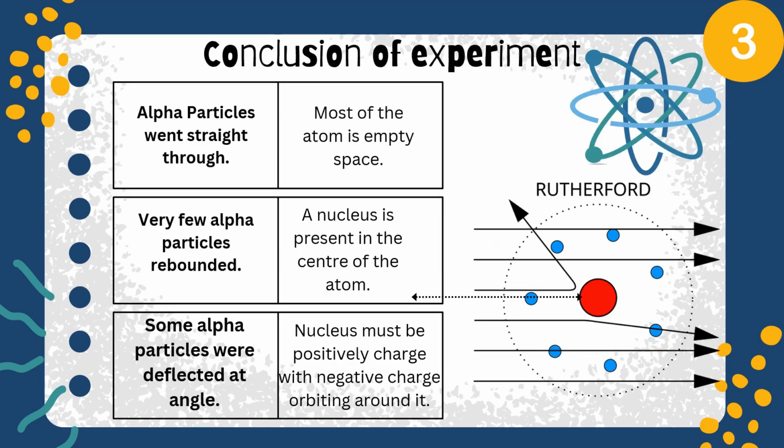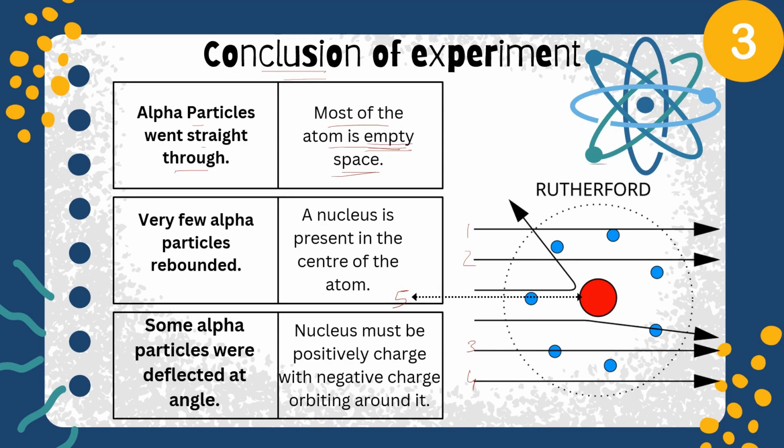From his experiment, he concluded three observations. The alpha particles which went straight through, from this he concluded that most of the atom is empty space. This 1, 2, 3 and 4. Okay, this was empty space. Very few alpha particles rebounded, that is this one, number 5.